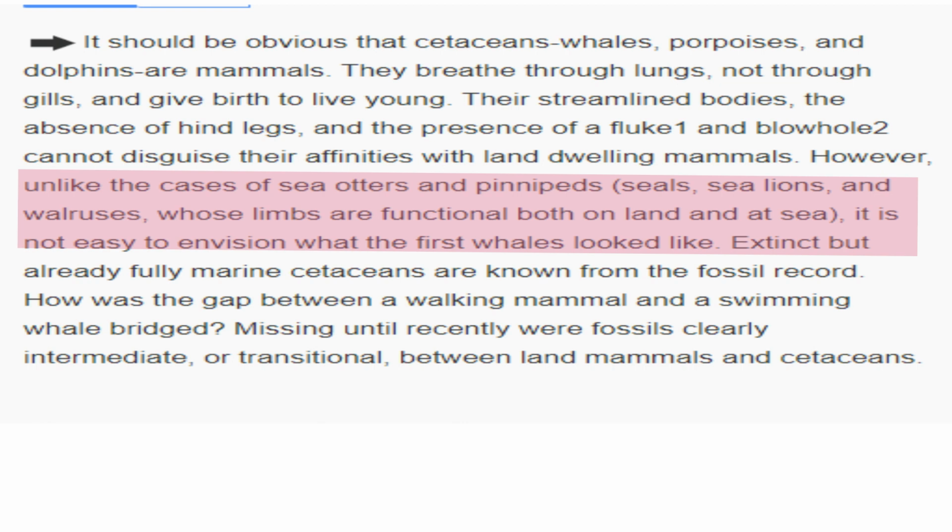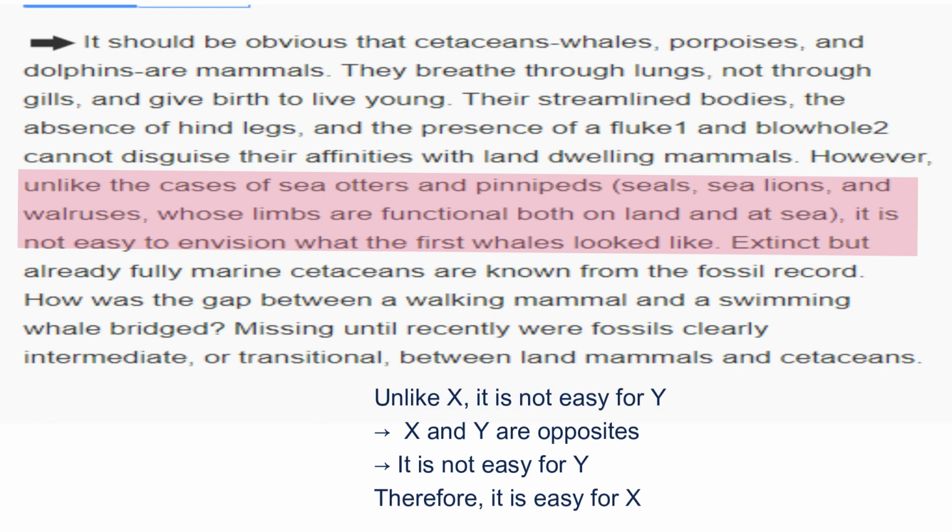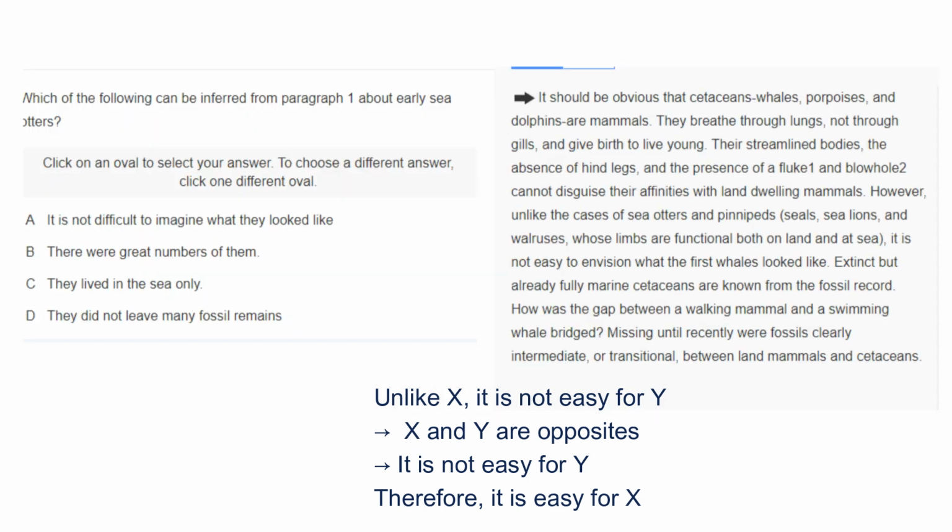Because of the contrasting word unlike, we know that the two situations are in opposite conditions. The sentence doesn't explicitly explain what the situation is about sea otters, but from this information that it is not easy to envision what the first whales looked like, we infer that the opposite situation must be true for the first sea otters. This implies that it is easy to envision what the first sea otters looked like. With this understanding, let's consider the choices. A, it is not difficult to imagine what they looked like. A is what we are looking for, so A is the answer.